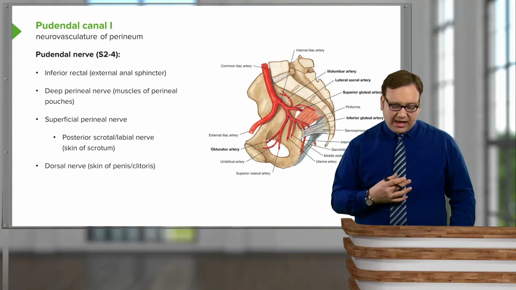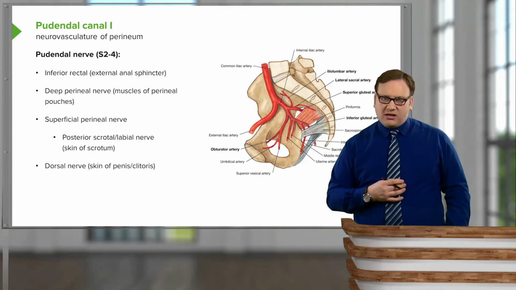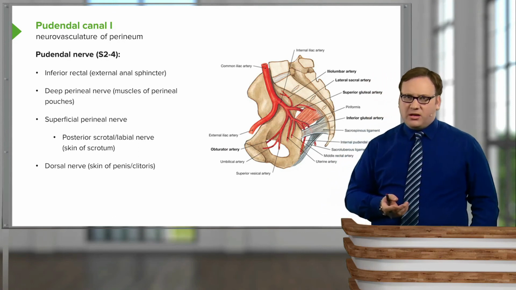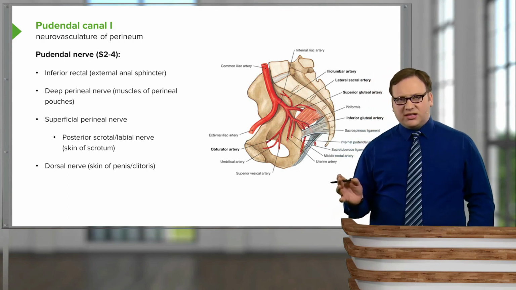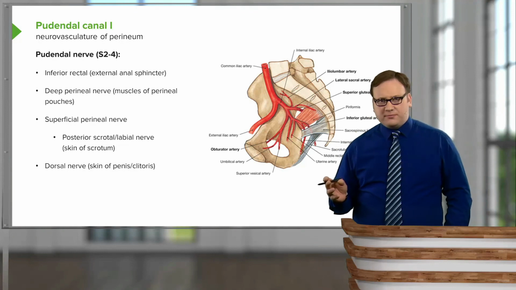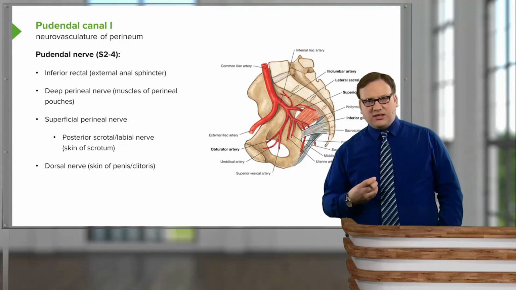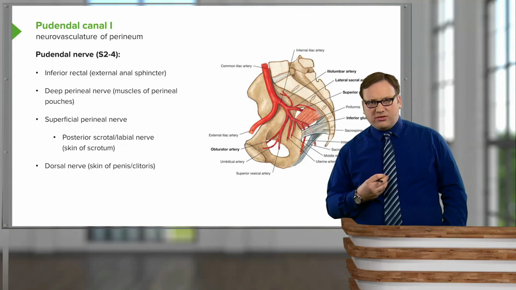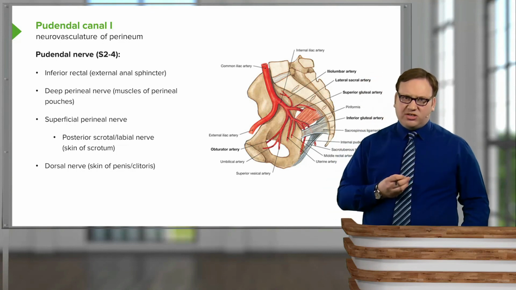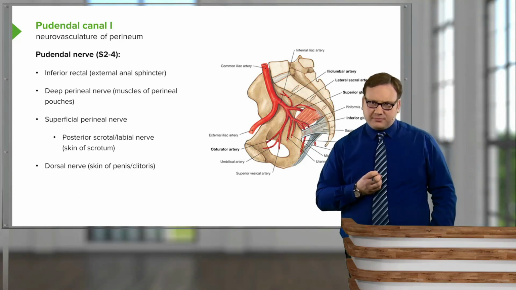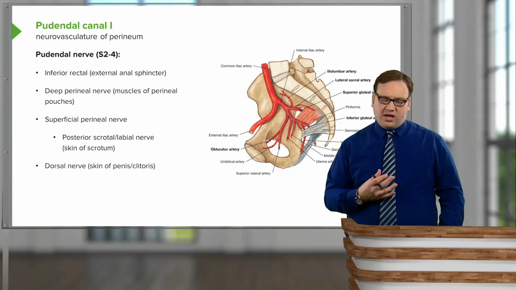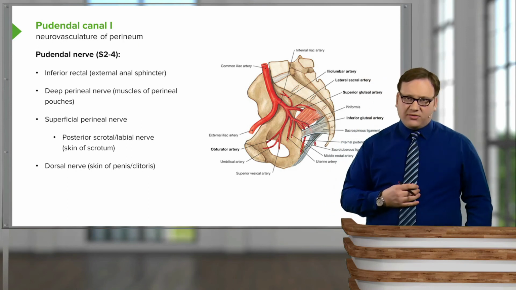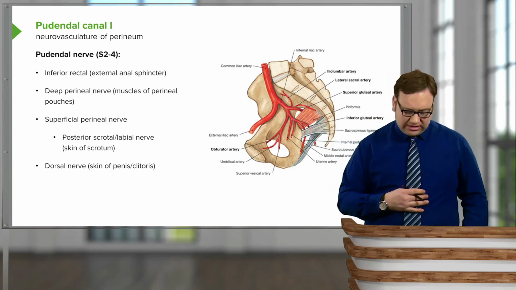Within this pudendal canal, we also find the pudendal nerve, originating from spinal cord segments S2, 3, and 4. We saw the inferior rectal nerve passing to the external anal sphincter for somatic control. We have deep perineal nerves that supply the muscles within the perineal pouches, and we also have a superficial perineal nerve, which supplies the skin of the scrotum, and a dorsal nerve. This supplies the skin of the penis and the clitoris.